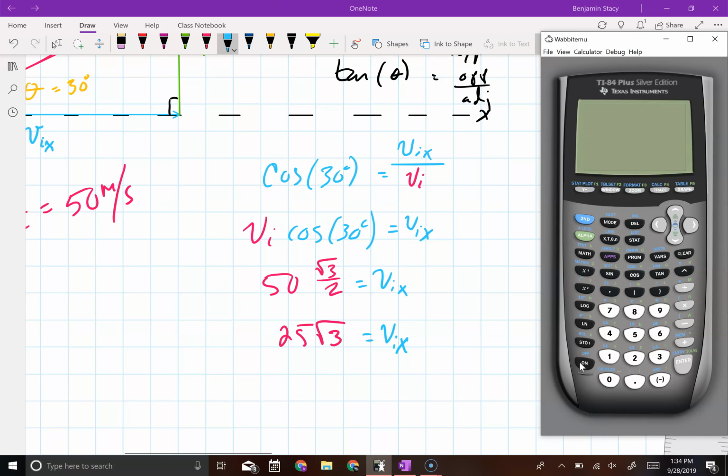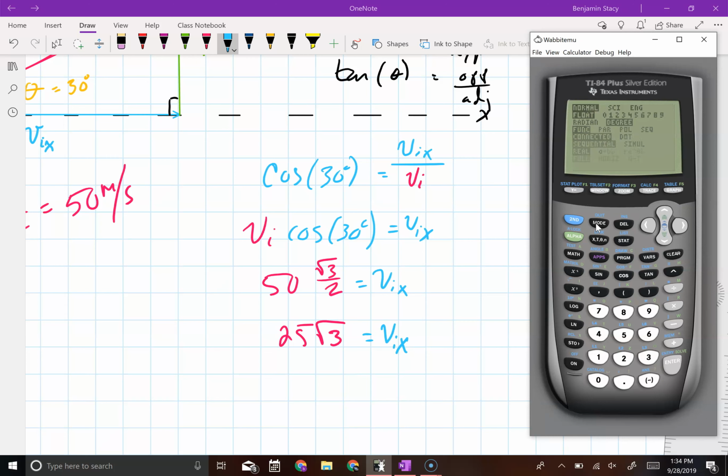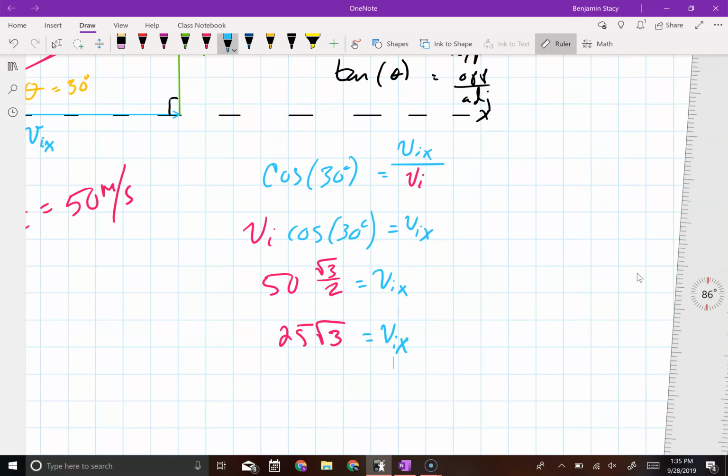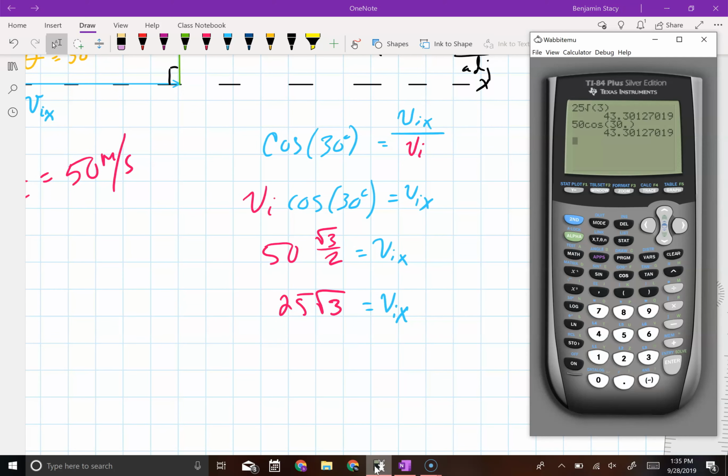When we're using our calculators, make sure that you are on degree mode if we're using degrees. So let's check. Okay, we're on degree mode. Cool. We want 25 square root 3, which is 43.3. And if I use the cosine function, 50 cosine 30, I get 43.3. So square root 3 over 2 is the cosine of 30, and our value for this is 43.3.